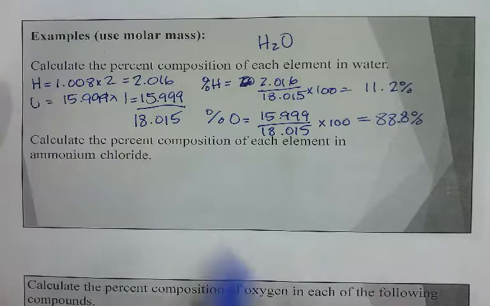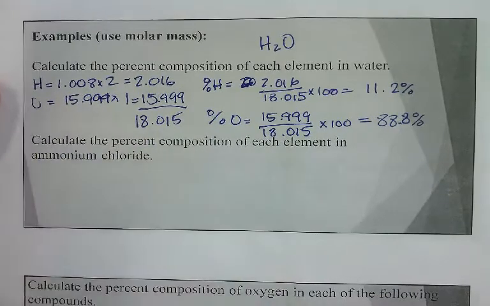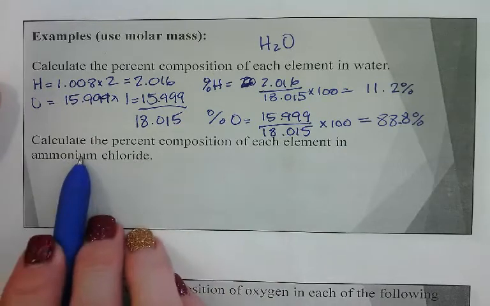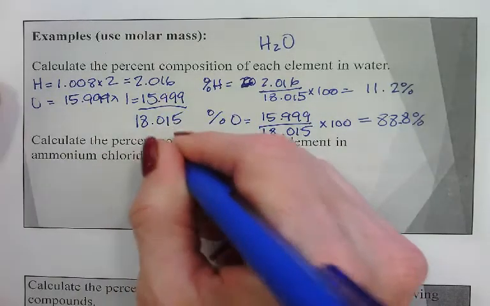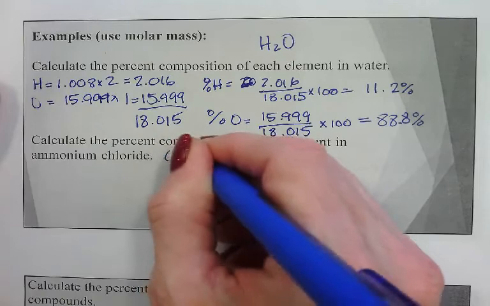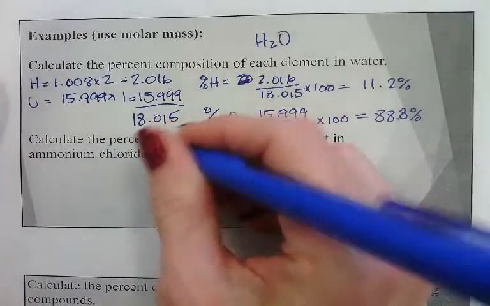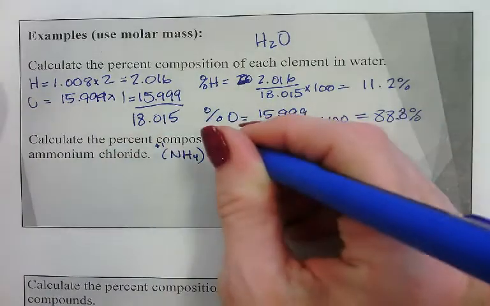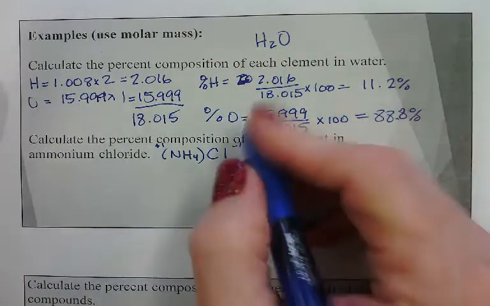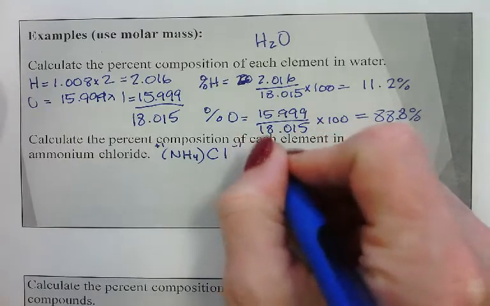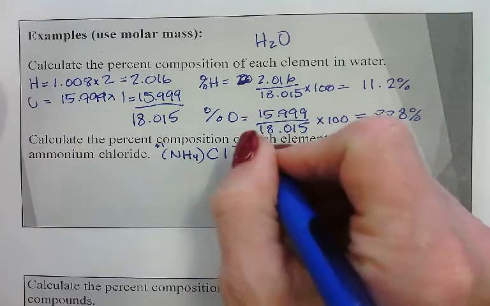Told you. All right, second one: calculate the percent composition of each element in ammonium chloride. Ammonium is a polyatomic ion. Its symbol is NH4, and chlorine is just Cl. Ammonium's oxidation number is +1, and chlorine's is -1. So when we crisscross those, we don't need any subscript. So the formula is just NH4Cl.